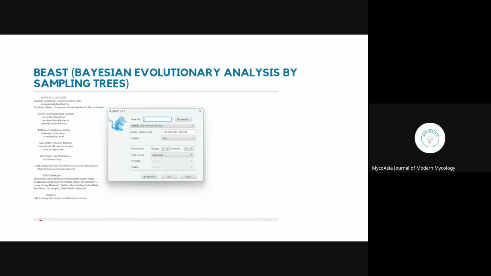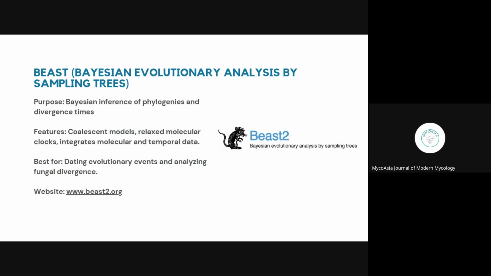But if you are keen on learning phylogenetic analysis at the advanced level, you should master this software, and it is freely available. As I told you, you can do Bayesian inference of phylogenies and divergence times. You can do coalescent models and relaxed molecular clocks, and it integrates molecular and temporal data. Temporal data means fossil data and other stuff. This is best for dating evolutionary events and analyzing fungal divergence. BEAST can be downloaded from the website for free.